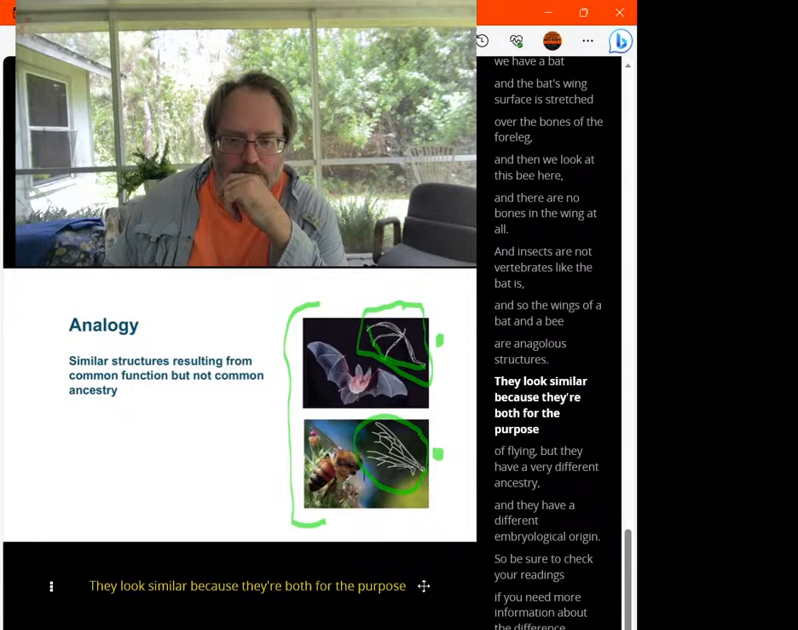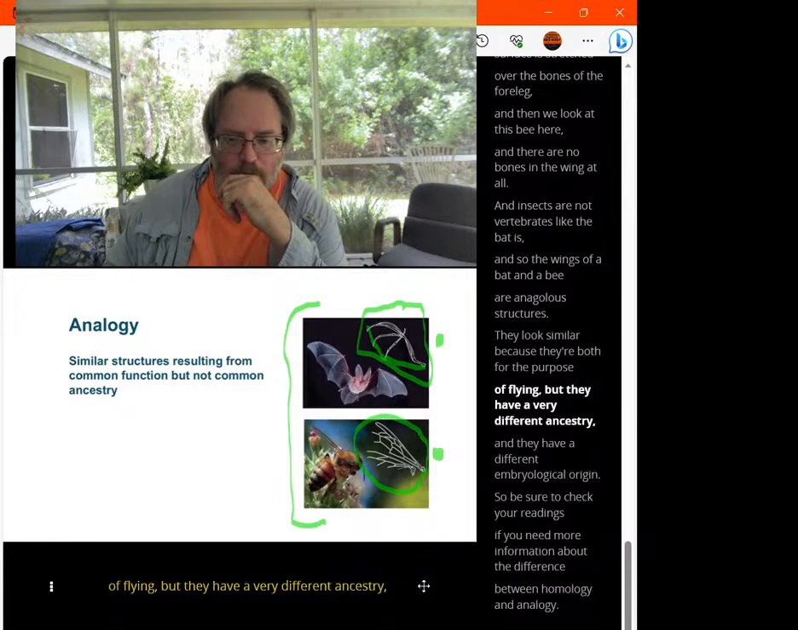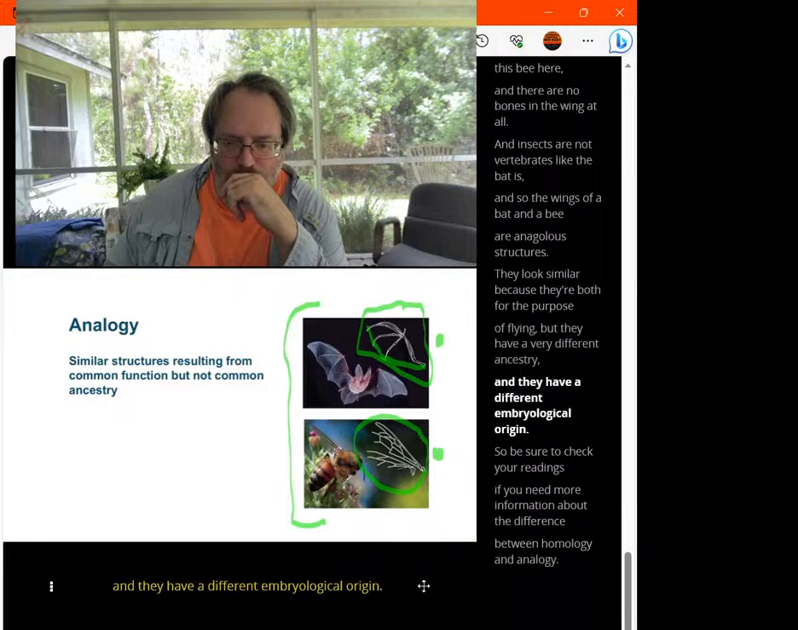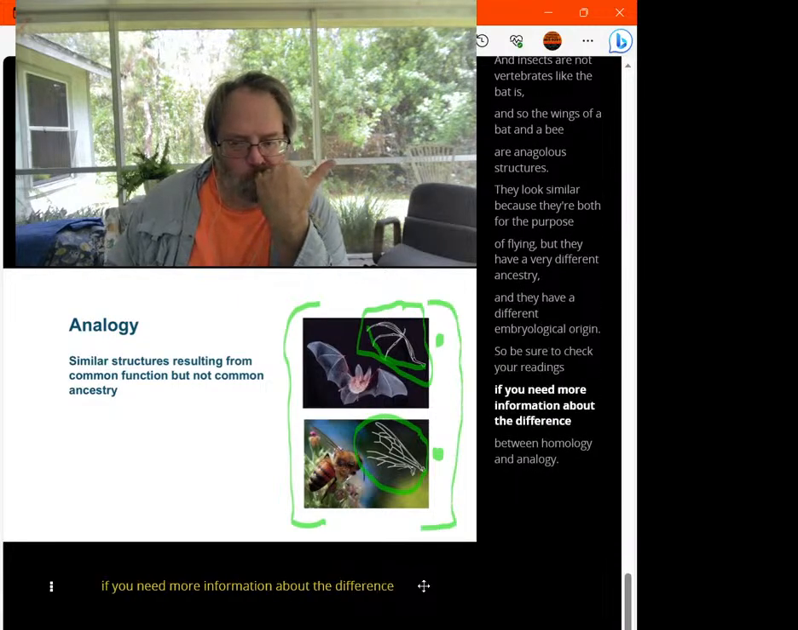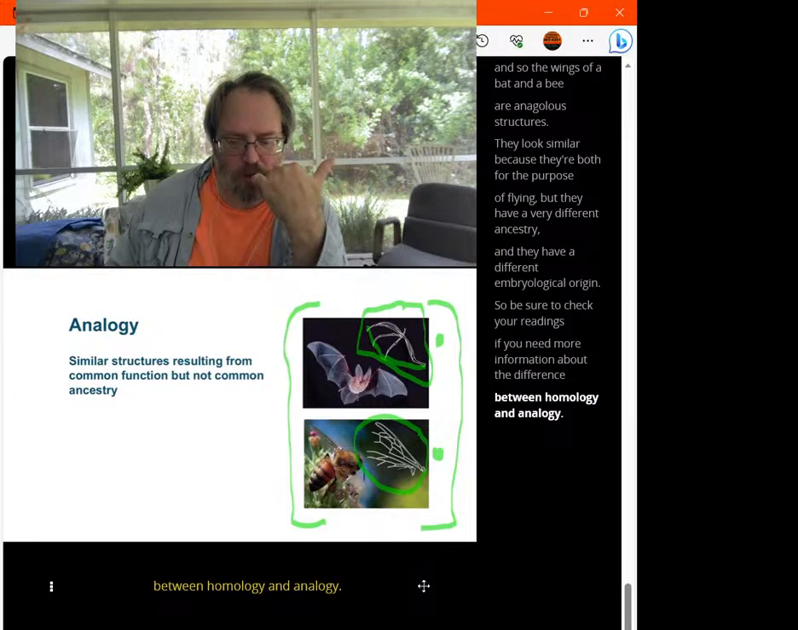They look similar because they're both for the purpose of flying, but they have a very different ancestry and they have a different embryological origin. So be sure to check your readings if you need more information about the difference between homology and analogy.